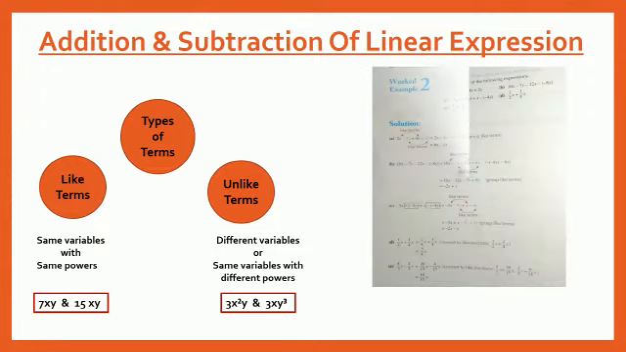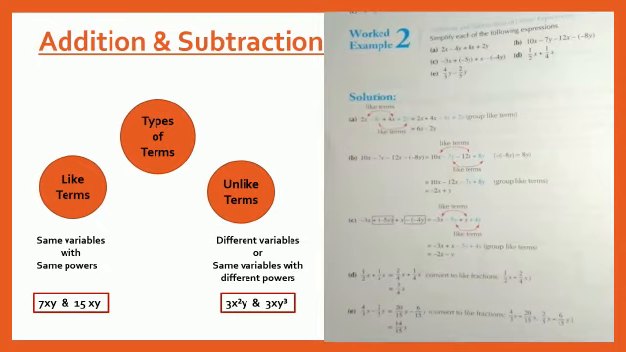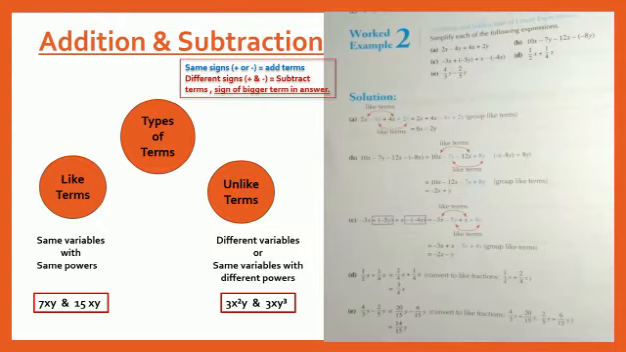Now move to work example 2. It says simplify each of the following expressions. Simplifying means where addition is required you should add terms, and where subtraction is required you should subtract terms. But before this you should know that when like terms have same signs, then these terms are added up, and if like terms have different signs, plus and minus, then smaller term is subtracted from bigger term and there is sign of bigger term in answer.